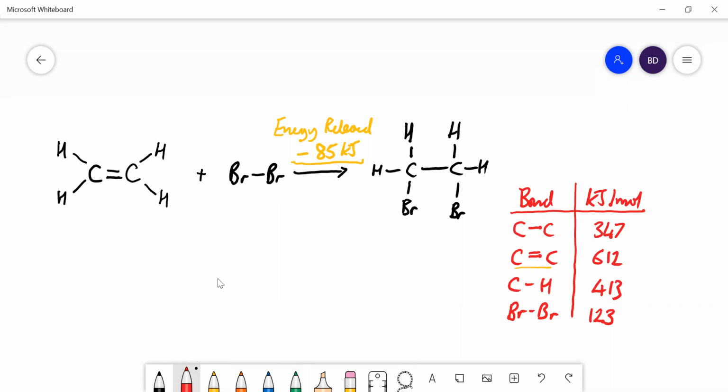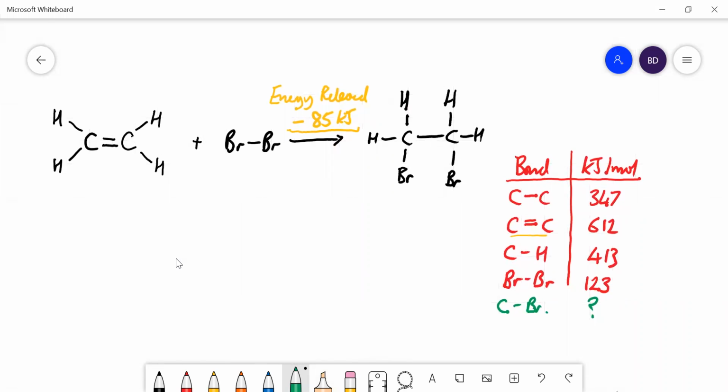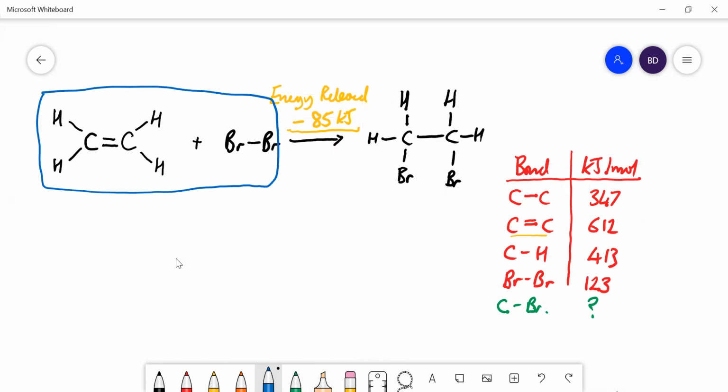So what we've got to find out is the strength of the carbon-bromine bond. Right, so we do the same method as we've used before. We've got a box around those, and we're going to break those bonds up. We're going to break all of those. That's going to be endothermic, so breaking is going to be positive values.